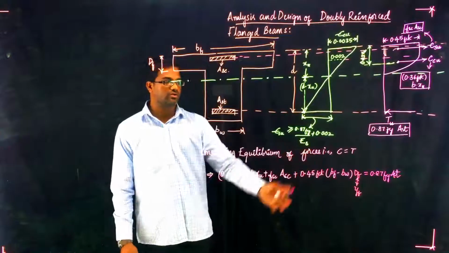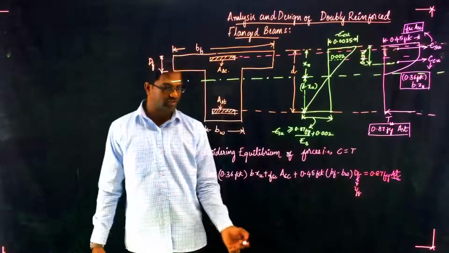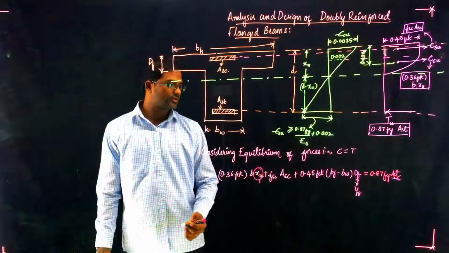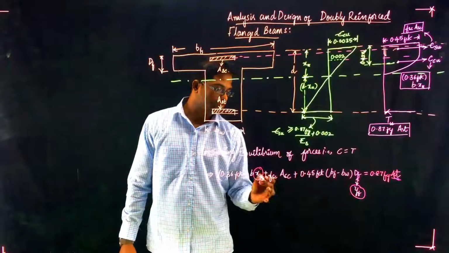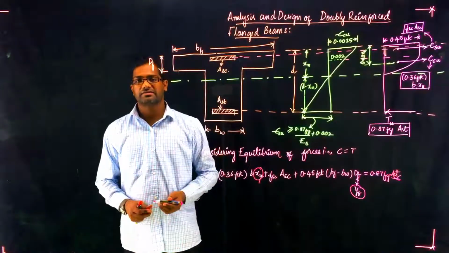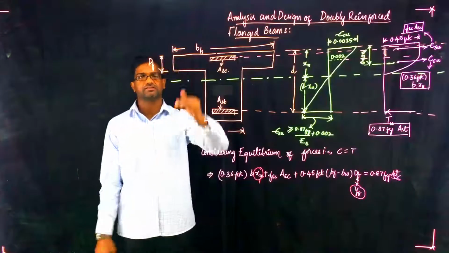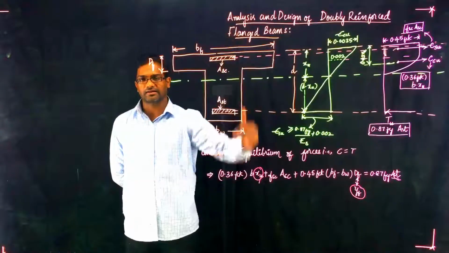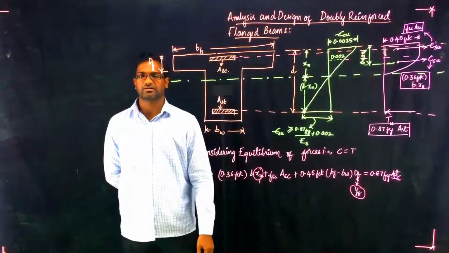So by equating this, you can find out the area of steel, or you can also find out the neutral axis. So neutral axis also depends upon yf. So these both are interrelated. So we will discuss based upon the neutral axis, whether it is in flange or whether it is in web. There are categories which we need to discuss, so we will discuss it in the next video.